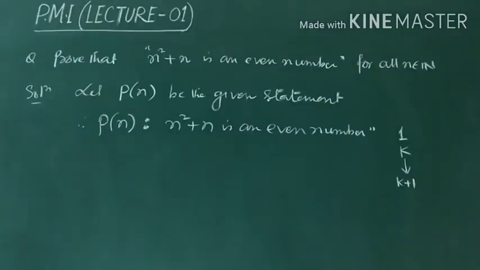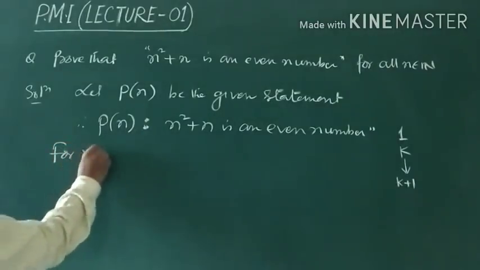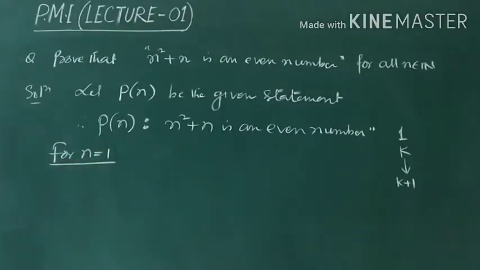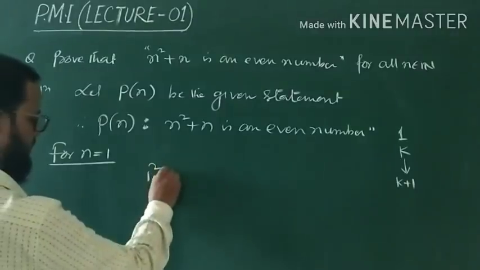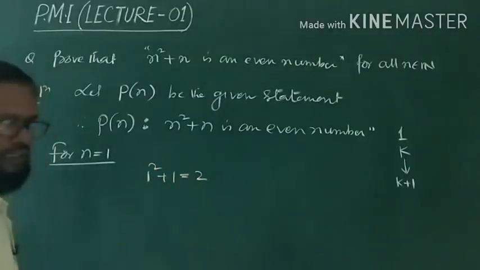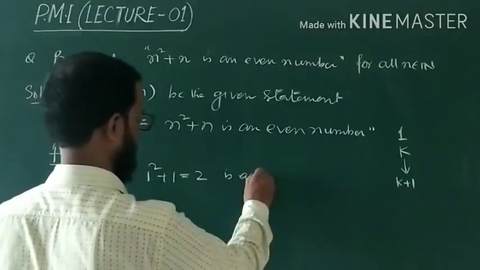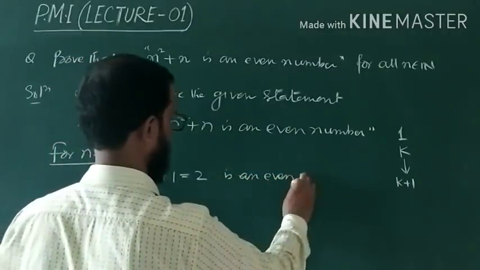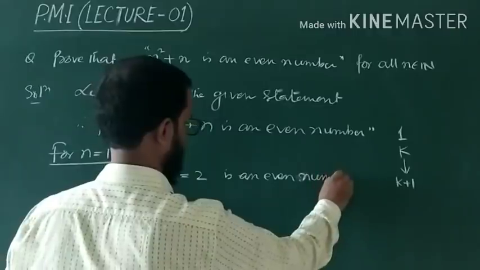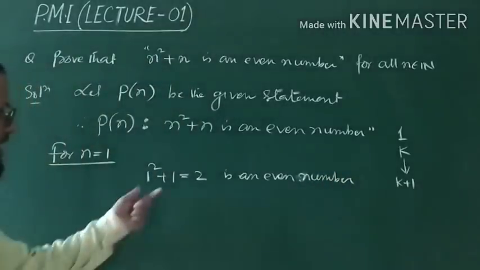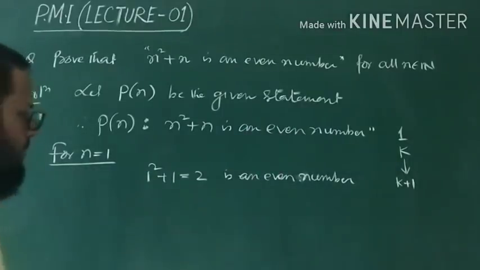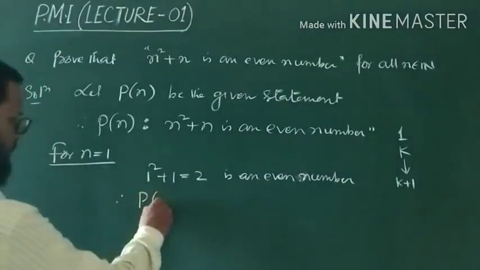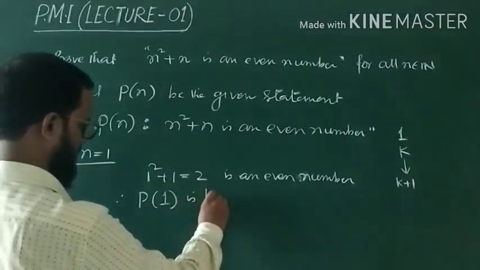Now let us check for n is equal to 1. Put the value of n as 1: 1 square plus 1 is equal to 2. Is 2 an even number or not? It is an even number. Ultimately, for n is equal to 1, this statement is true, because it is an even number. Therefore you can say P1 is true.